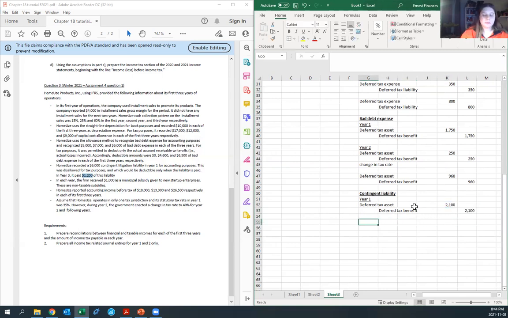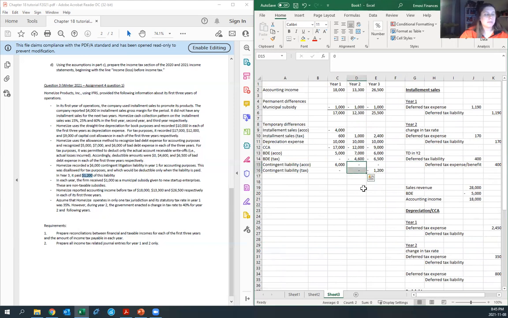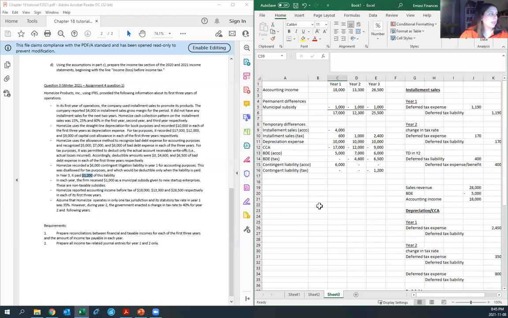And then year 2, we have to account for the change in tax rate. So you're increasing your deferred tax asset, deferred tax benefit, by 6,000 times 5%. And then we're going to look at the temporary differences for year 2 for the contingent liability. There's no impact, so there's no entry for the temporary differences for year 2. All right. So we recorded all the transactions that happened.